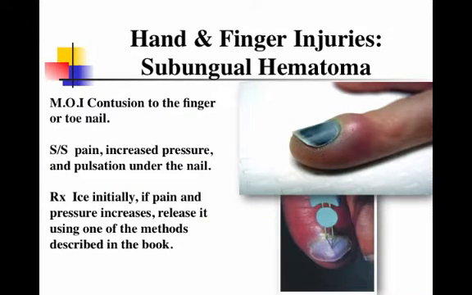Slide 12. Subungual hematomas are a collection of blood that occurs under the nail bed. This occurs in sport when the athlete drops a weight on the foot or the finger. Initially, the individual will experience pain, and you will observe black and blue, also referred to as ecchymosis, developing under the nail. Ice the nail immediately using a cup of ice water if it occurred to the fingernail. If the pain and pressure continue, use one of the methods listed in the textbook to release the blood.